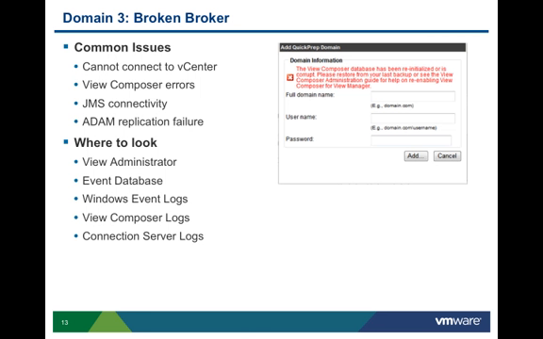So here we can actually expand the number of areas that we can look at. Of course, we can look at View Administrator and the dashboard, the event database, but also from an Atom perspective, View will start to log application events in the Windows event logs. We will need to check the View Composer logs for specific View Composer issues, and of course again the View Connection Server logs.